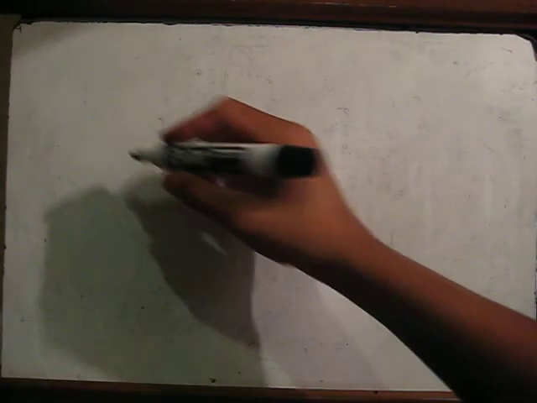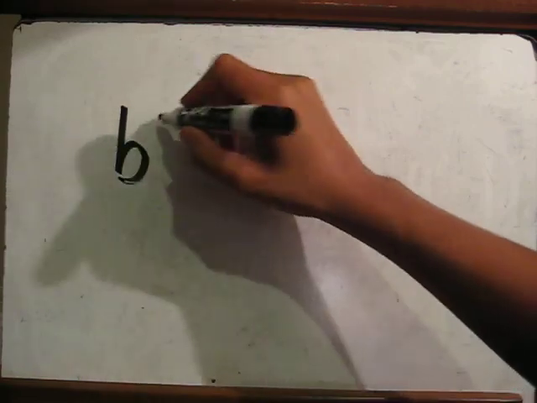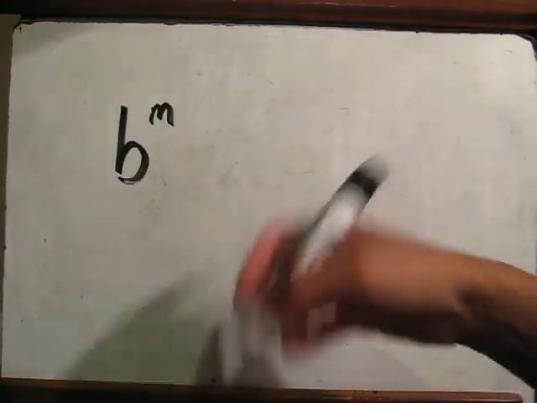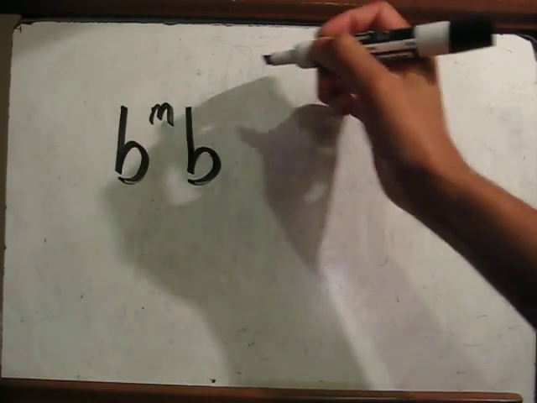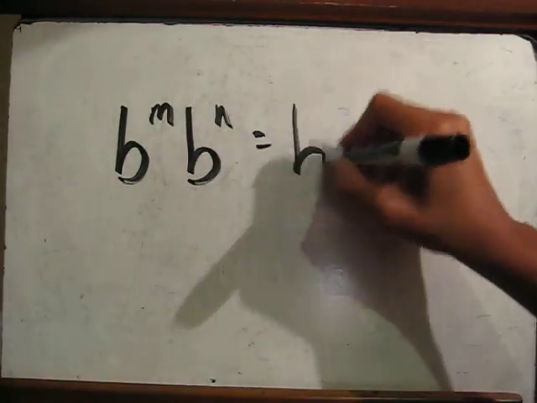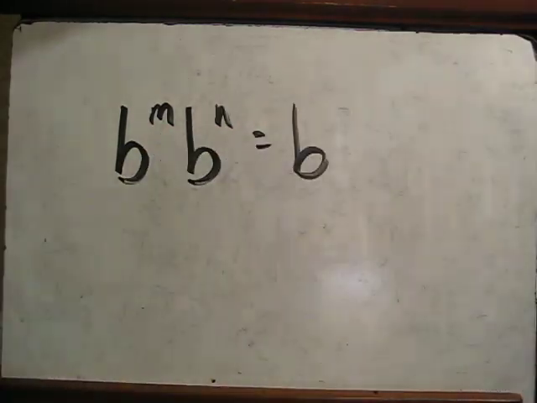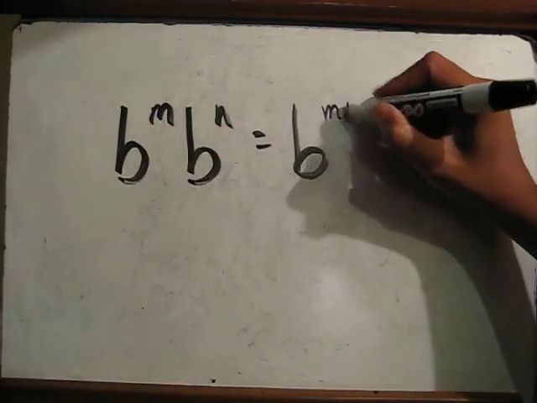Now moving on. Let's say we've got a base to a certain power. We also want to multiply it by the same base, but to a different power. So we're multiplying it. You're going to keep that base, but with the exponents, you're going to add them. So it's m plus n.